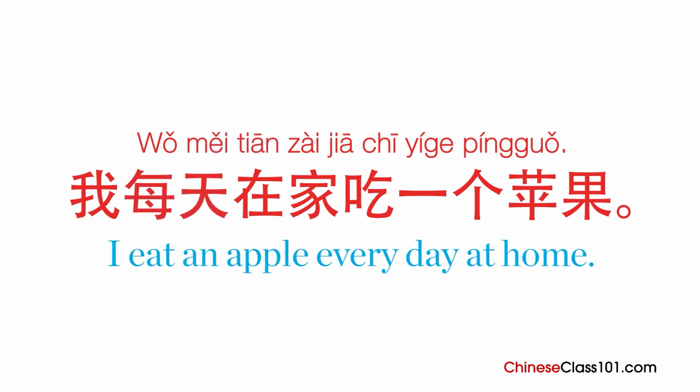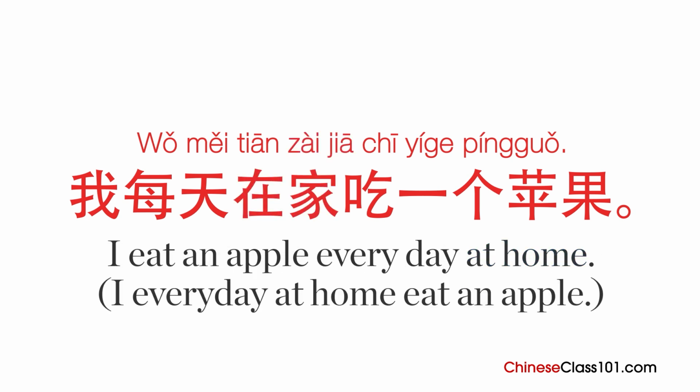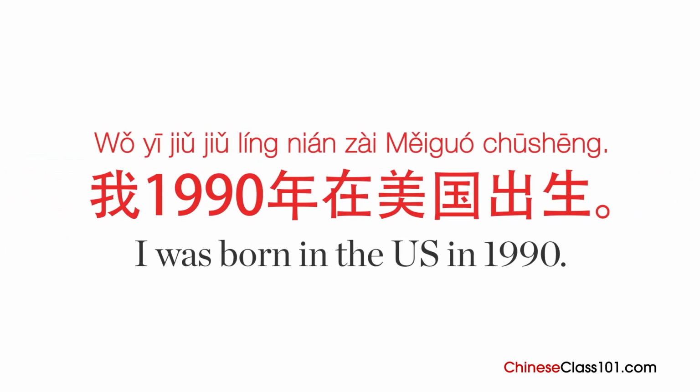For example, I eat an apple every day at home. In Chinese, that's 我每天在家吃一个苹果. 在家 means at home. So it's I every day at home eat an apple. 我每天在家吃一个苹果. Let's try another one.